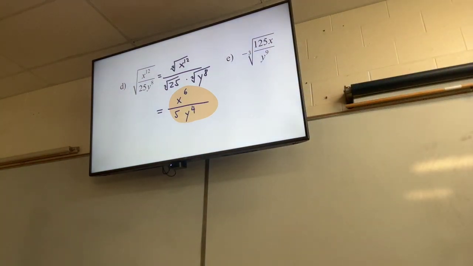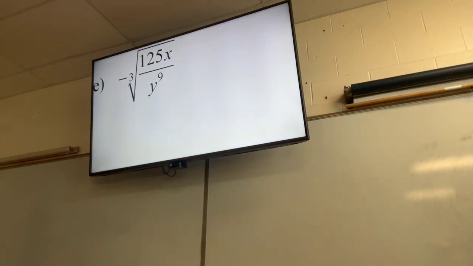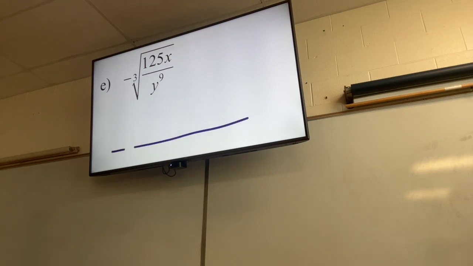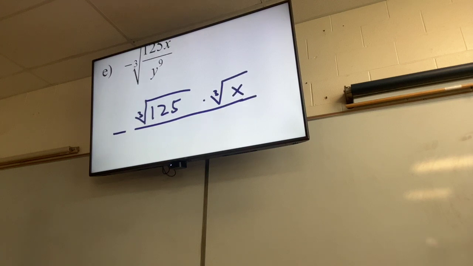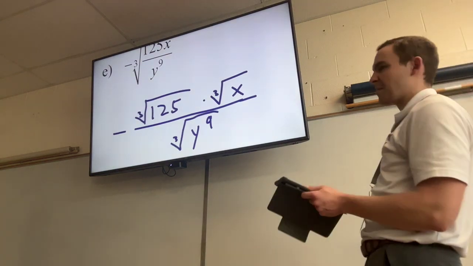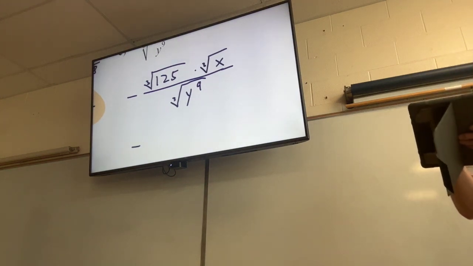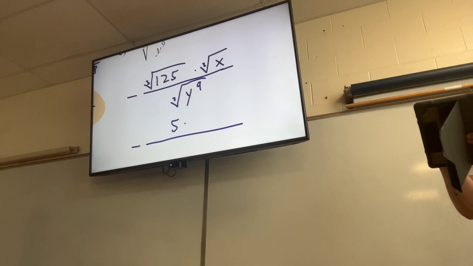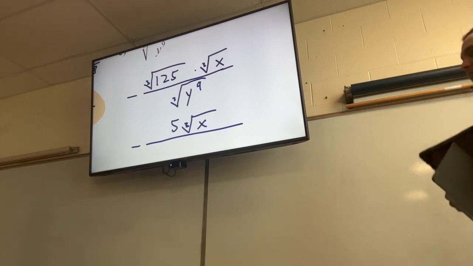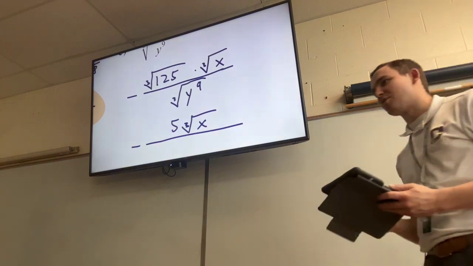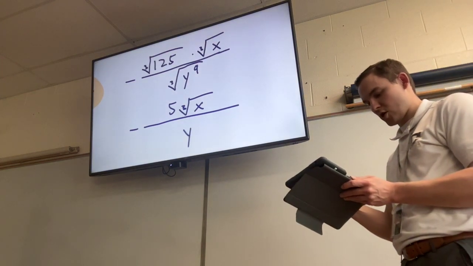Okay. All right, E. There's a little negative symbol there. Just copy that down. It's outside, so you don't have to worry about it. Then that 125 is going to get its very own cube root symbol. The x is going to get its very own cube root symbol. The y to the 9th gets its own cube root symbol. So I'm splitting up the radical. What's the cube root of 125? 5. And then what's y to the 9th cube rooted? Y to the 3rd.